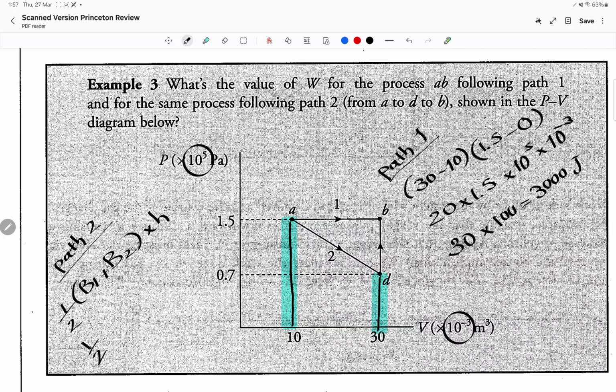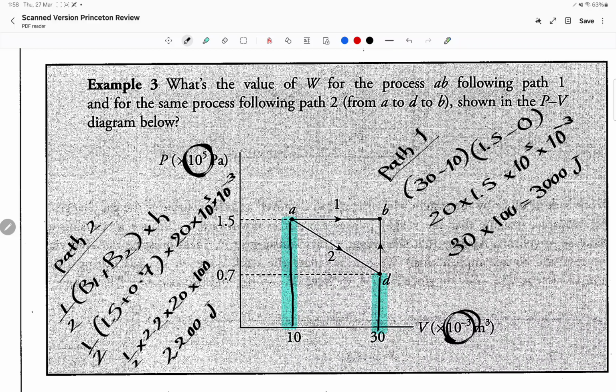So half base 1 is 1.5 and base 2 is 0.7 and the height is 30 minus 10, which is 20. But of course, don't forget this power and this power. So times 10 to the power of 5 times 10 to the power of negative 3. Now we're going to have half times 2.2 times 20 times 100. That's going to be 2,200 joules.